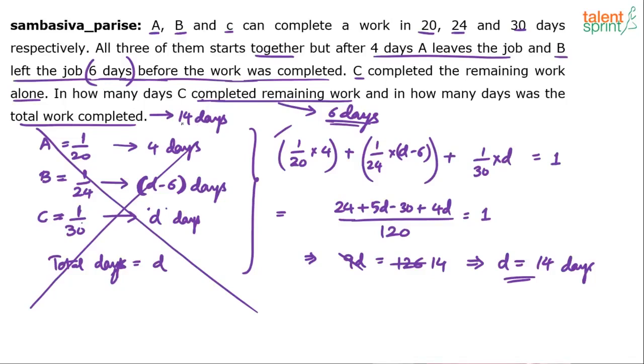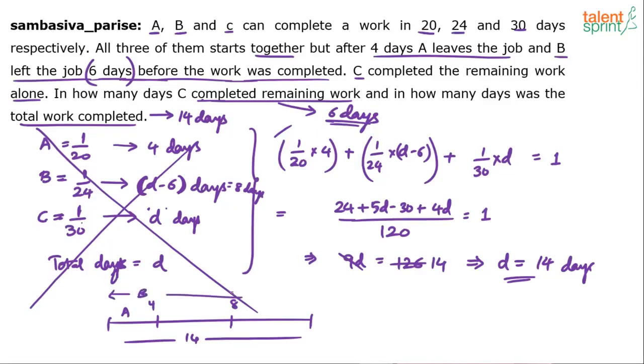Suppose the question says, for how many days did B work? B worked for 8 days. So obviously, if you observe, in a total span of 14 days, A worked only for 4 days. B worked only for 8 days. Yes or no? Here, B worked for this 8 days. A worked only for 4 days. And for the remaining 6 days, only C worked. C worked throughout actually. C worked for all the 14 days, but alone C was working for 6 days.